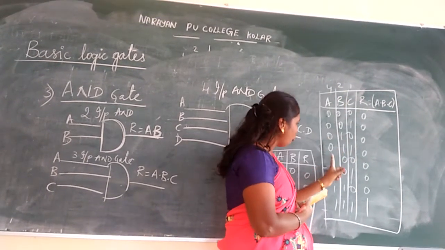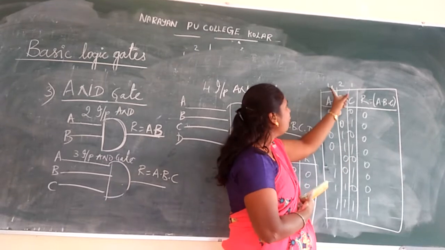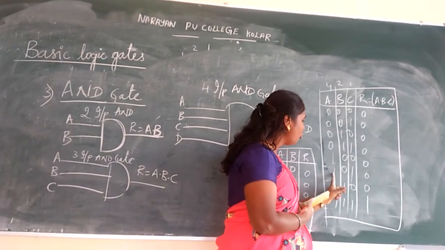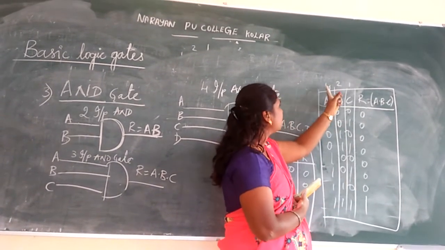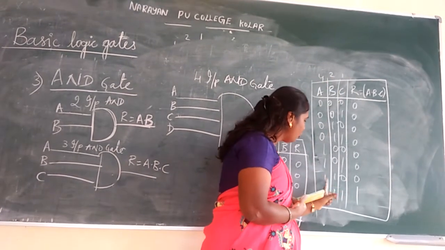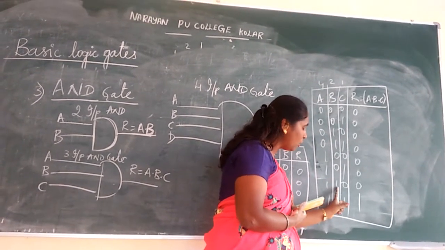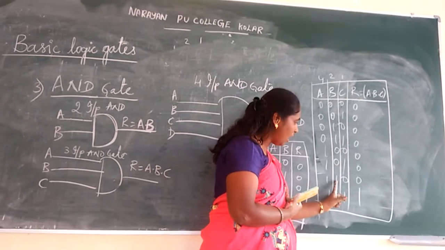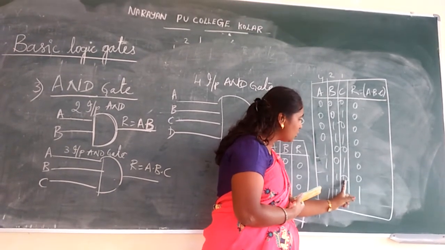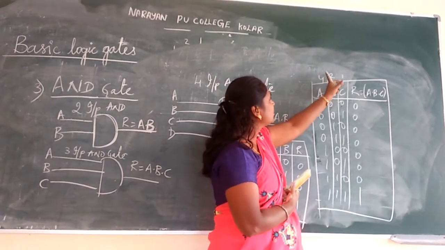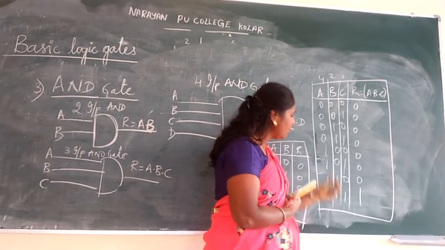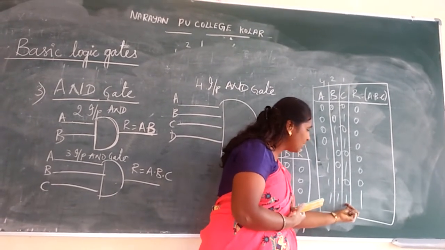4, 1, 0, 0. 5, 4 plus 1 is nothing but 5. 6, 4 plus 2 is nothing but 6. In place of 4 and 2, you are going to highlight with 1. That is your high signal. Then 0 is your low. Next, 4 plus 2 plus 1 is nothing but 7.